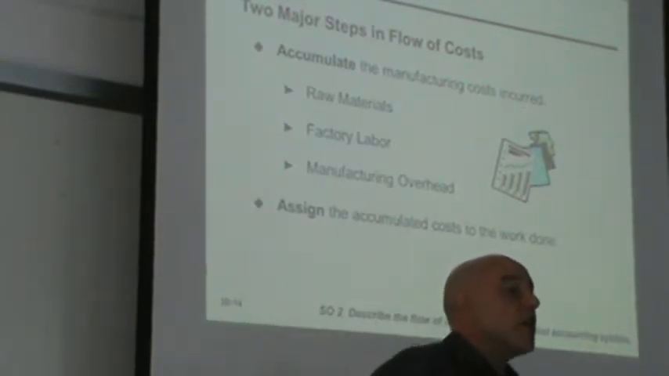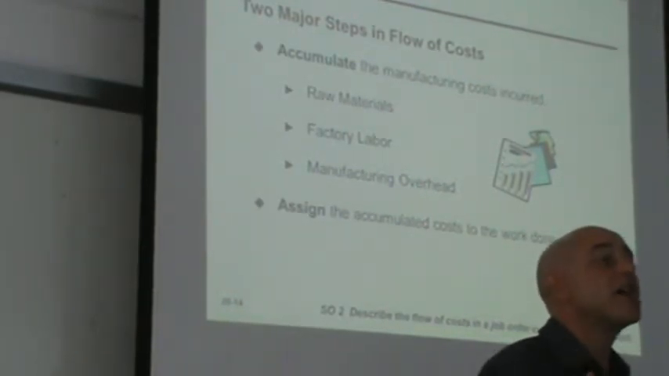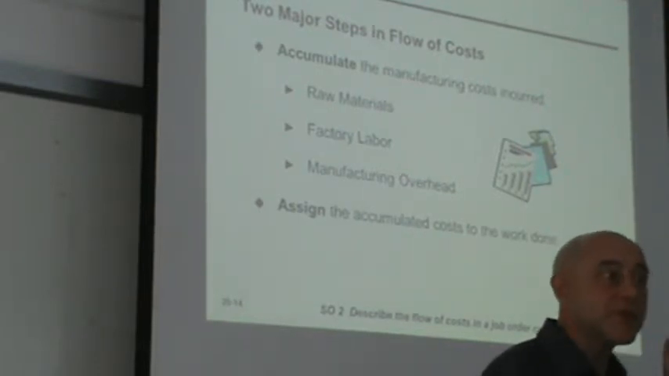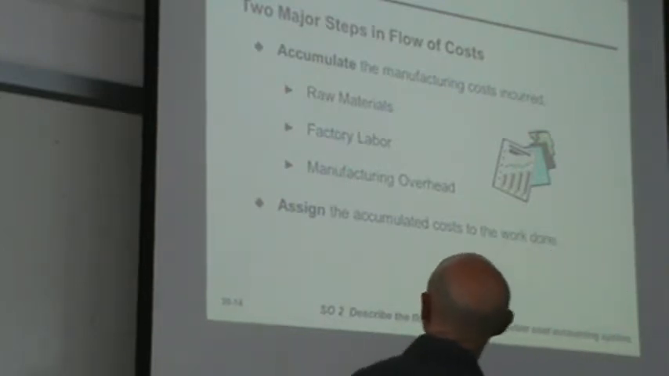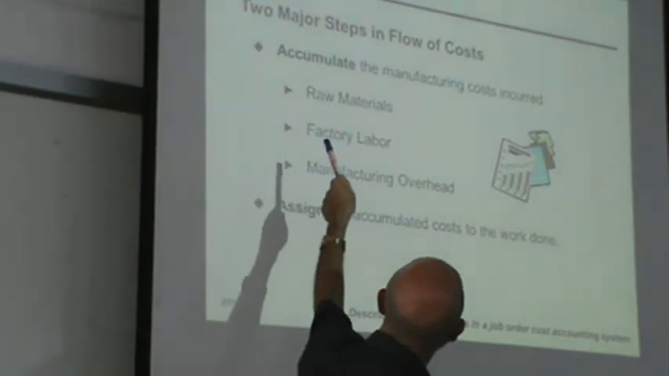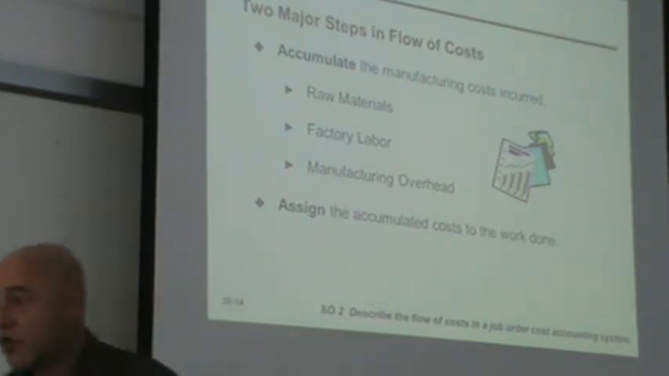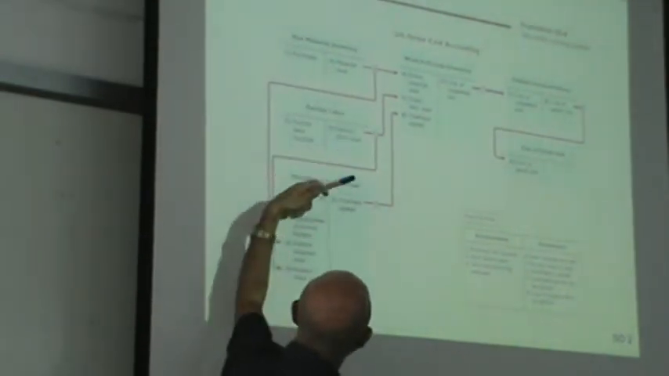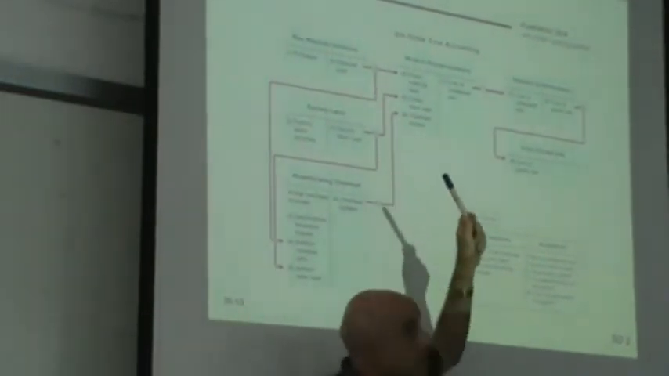Okay, so again, it repeats what I already told you, but you just have to remember. When you do your homework, all you do is follow the steps. Number one, you accumulate the manufacturing costs: raw material, factory labor, manufacturing overhead. Let's go back. You accumulate this, this, and this. That's step number one. Then they go here to work in process.